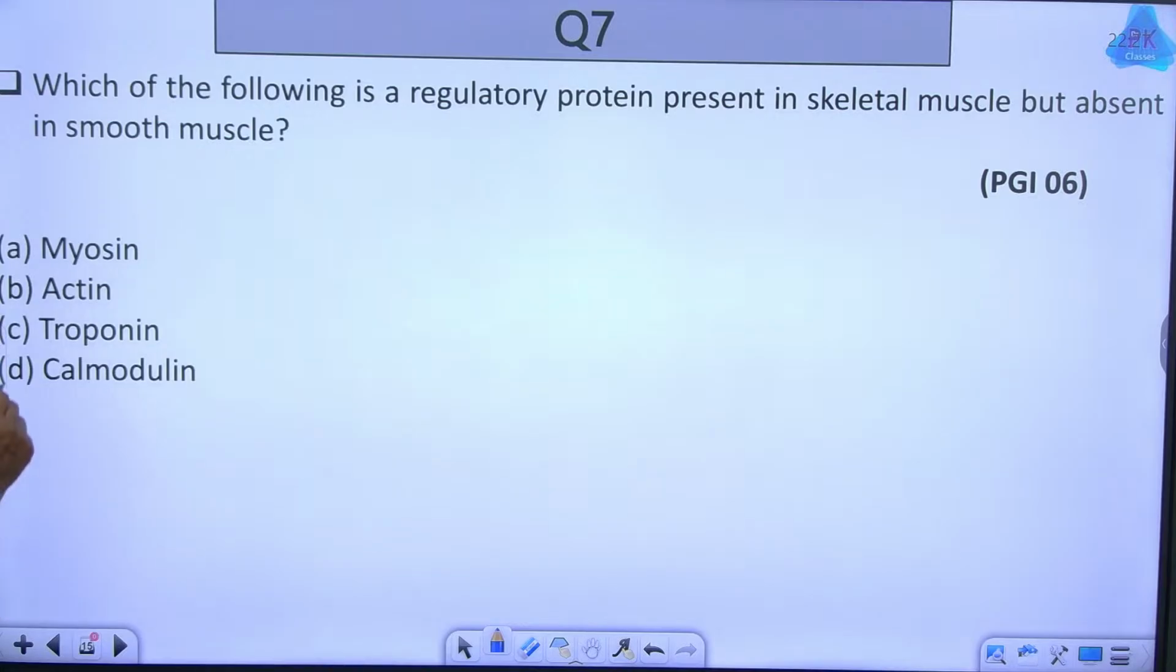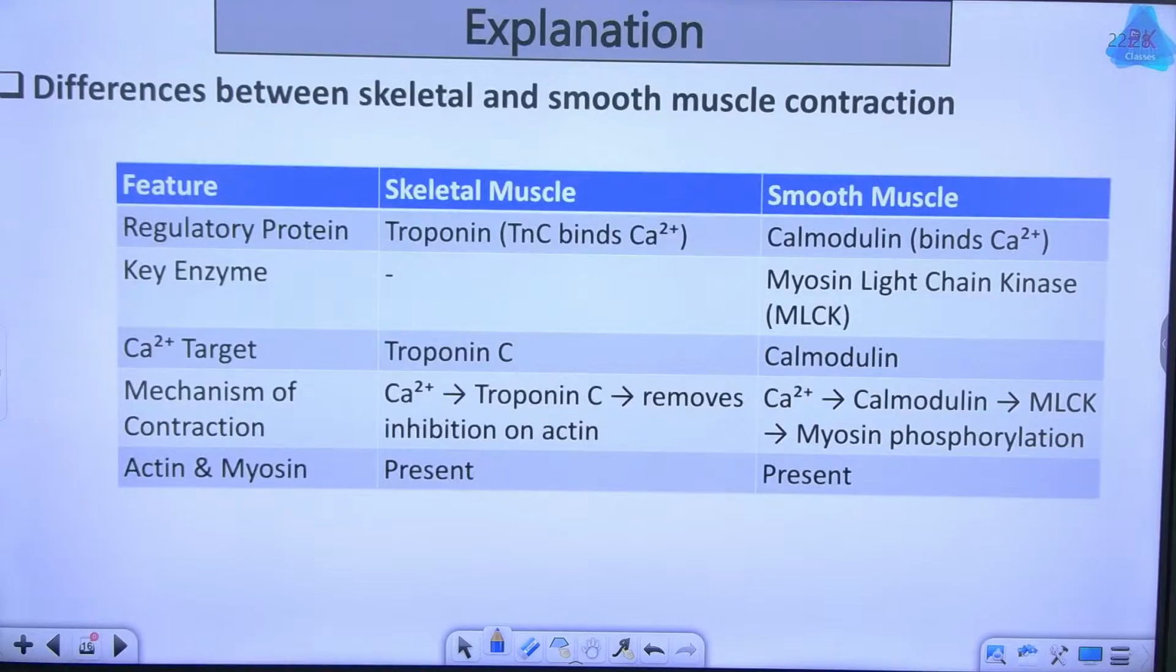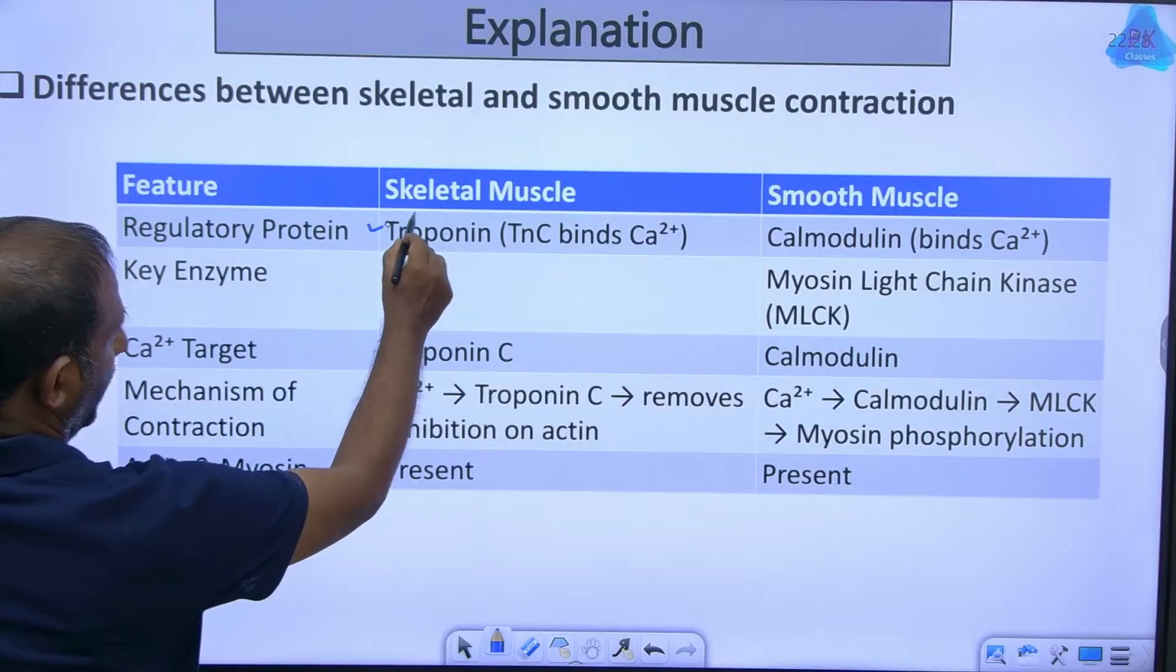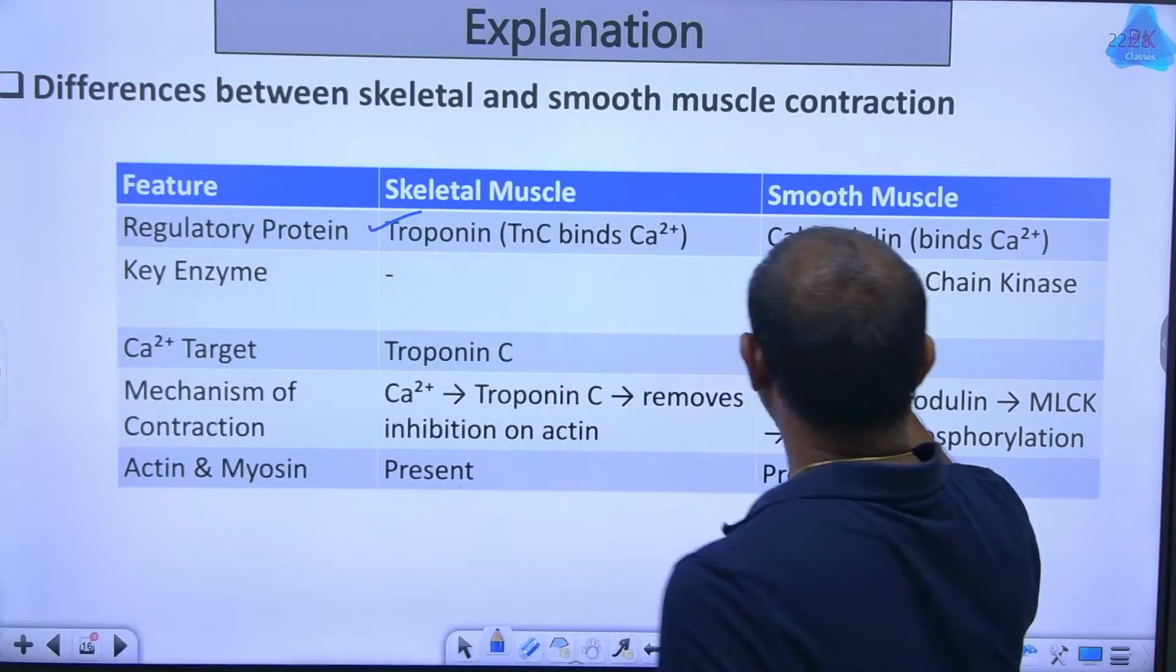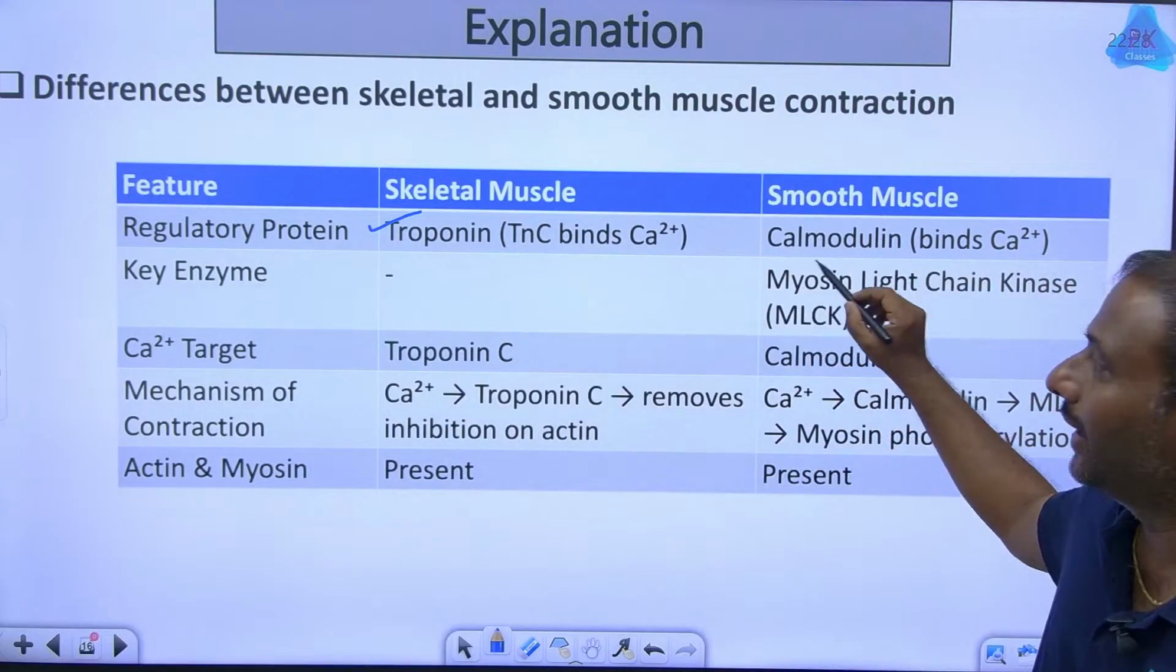Skeletal muscle में ट्रोपोनिन रहेगा, वो तो स्मूथ मसल्स में एब्सेंट रहेगा. स्मूथ मसल्स में कार्बोडुलिन रहेगा. ठीक है. So, regulatory protein present in the skeletal muscle troponin. इसके जगह स्मूथ मसल्स में कार्बोडुलिन रहेगा.